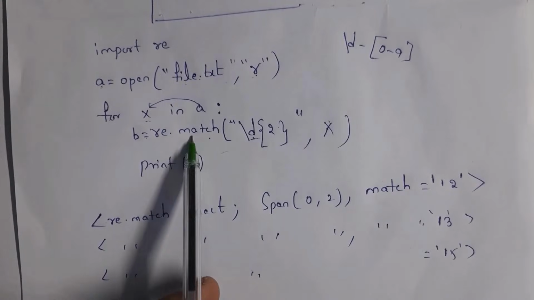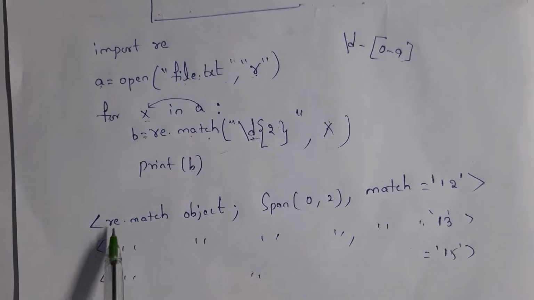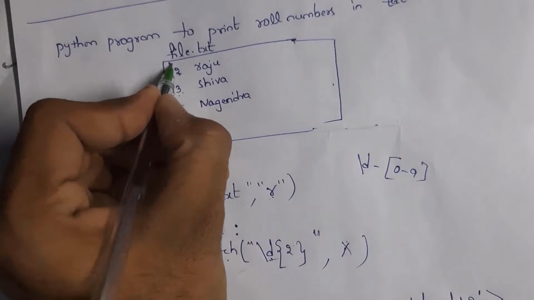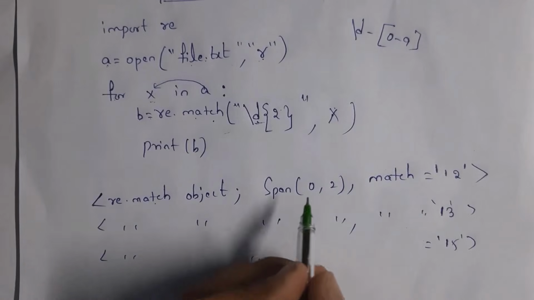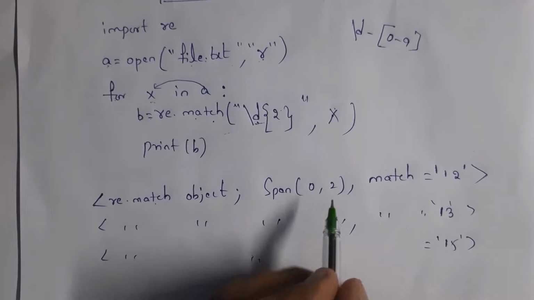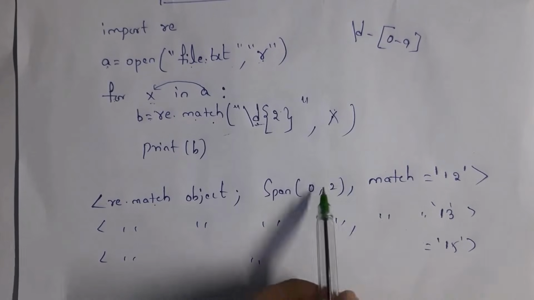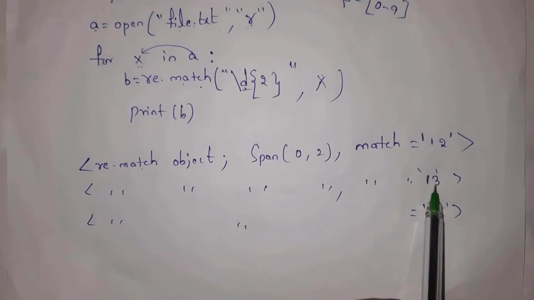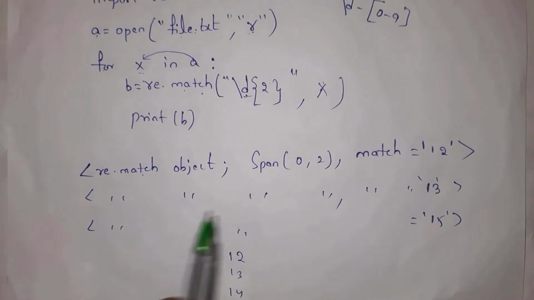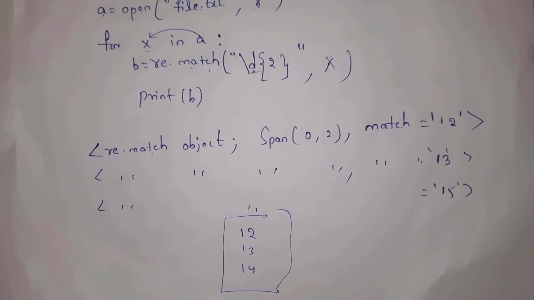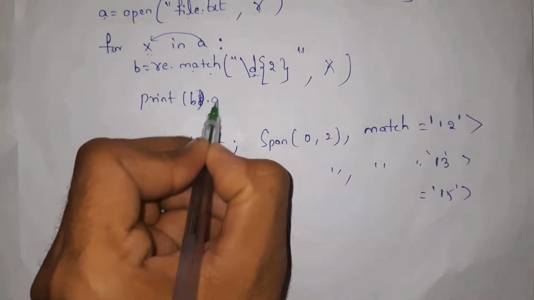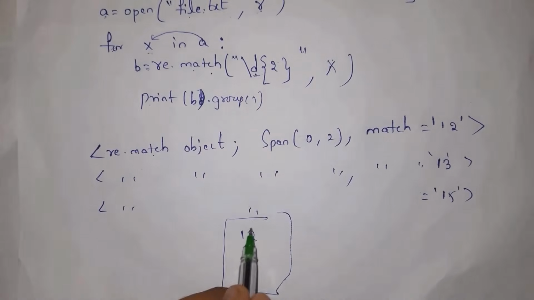The match function will represent output like this. So this is my output: re.match object, span (0, 2), that is nothing but index numbers, comma, match '12'. We found 12 at index numbers 0 to 2, and similarly in the second line 0, 1. So you will get output 13 and 15. I don't want to print all this. I just want to print 12, 13, 15 one by one. So instead of writing print b, just write here b.group(). This group function will represent output like this.